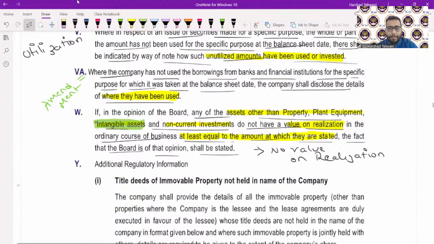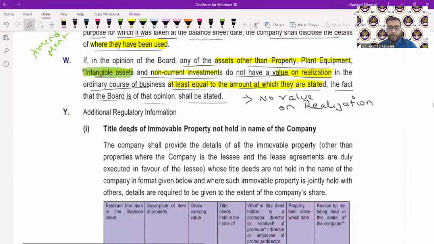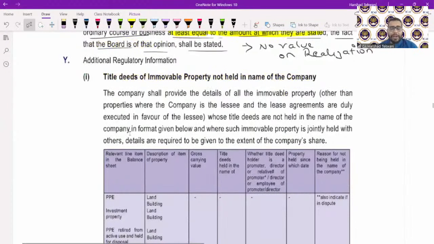Now the next topic over here is additional regulatory information. Guys, this additional regulatory information is a pure amendment, which is a new requirement for the first time. So all these details that we will discuss will be the new requirement for the first time. These are the part of amendments. Any doubt till now?